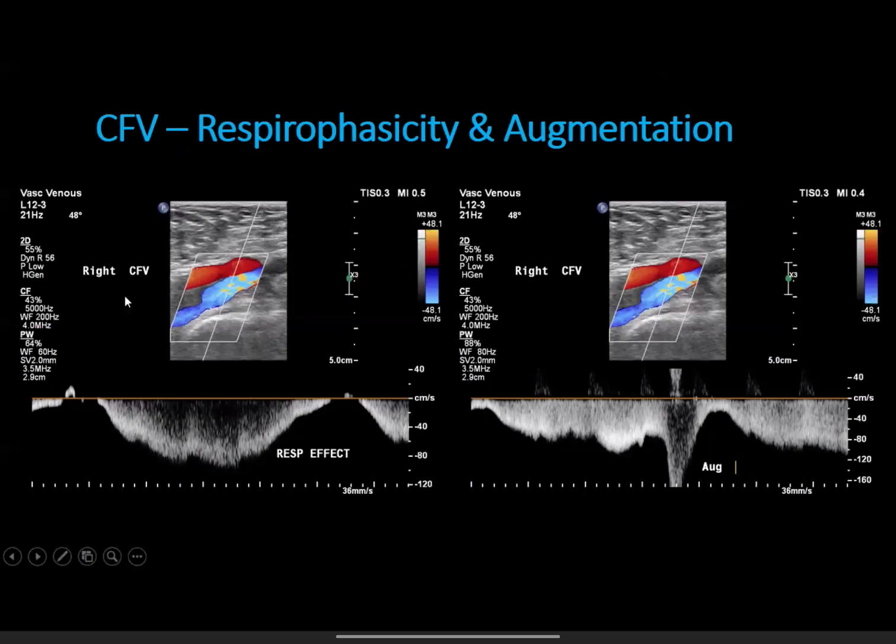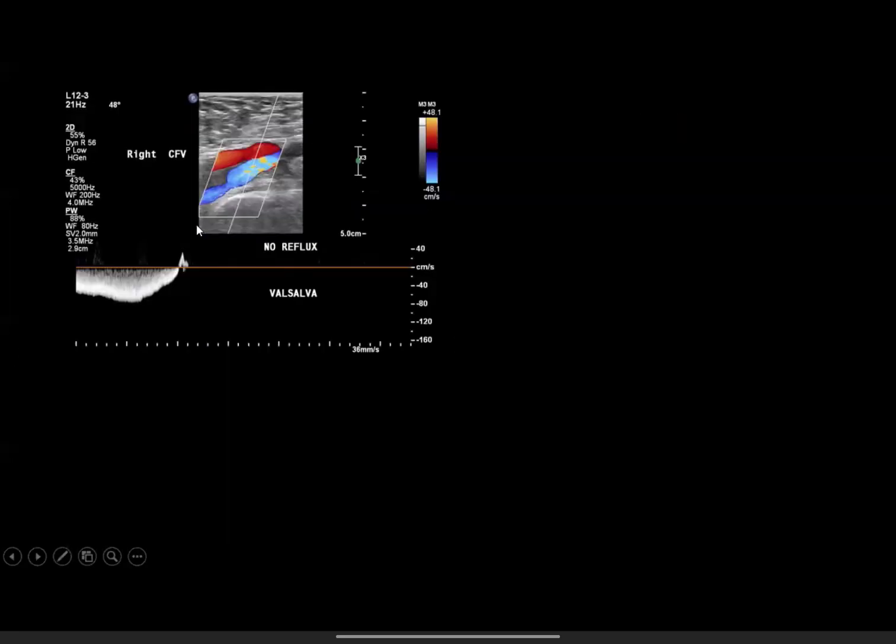Then coming to the common femoral vein examination, we see the respiratory phasicity and record it. Then we compress the calf, and see the augmentation, which is seen as an abrupt increase in the antegrade flow. Then we perform the Valsalva maneuver to see any reflux in the common femoral, the deep venous system. So we ask the patient to perform Valsalva.